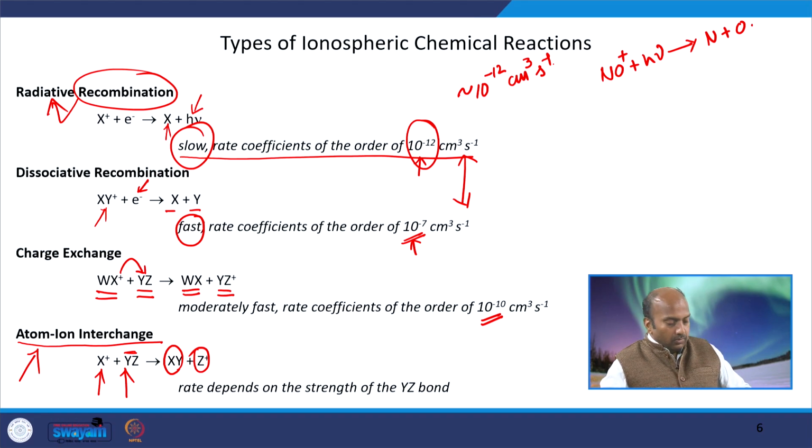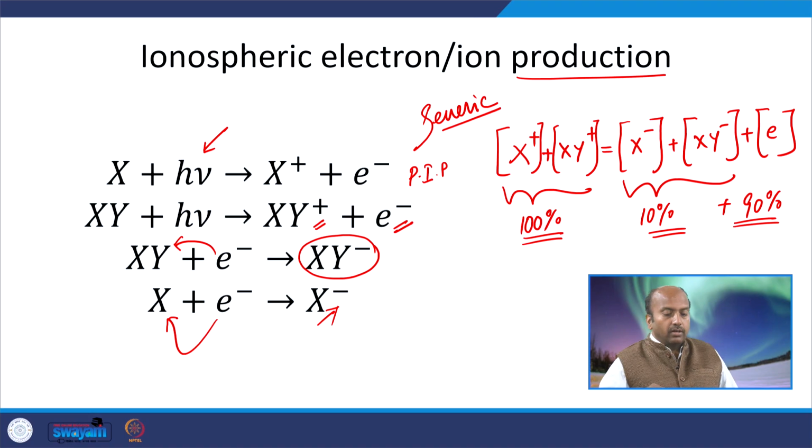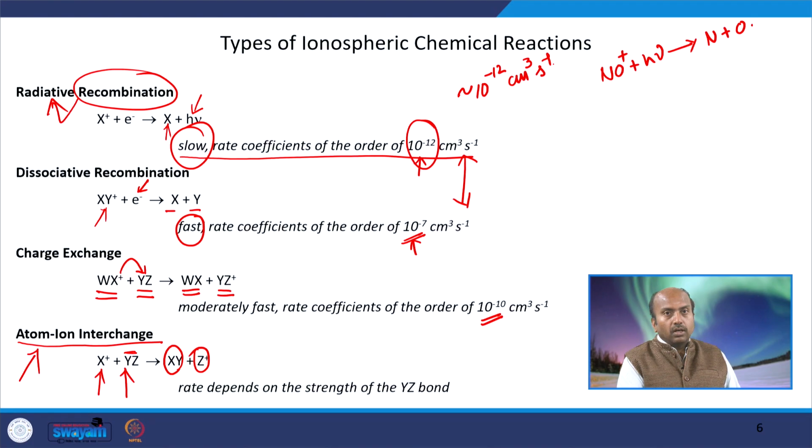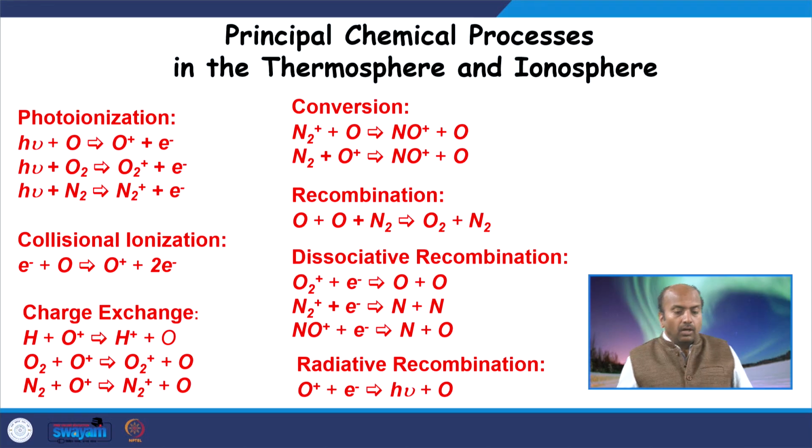Okay. Now, just to have a clear handshake, you have the processes in which electrons and ions are produced, and you have these processes in which electrons and ions are lost. Okay. And some of these are slow and some of these are fast. Okay. Now, extending these generic processes into the entirety of the variety of species which can exist in the thermosphere ionosphere system, this is all what you get.